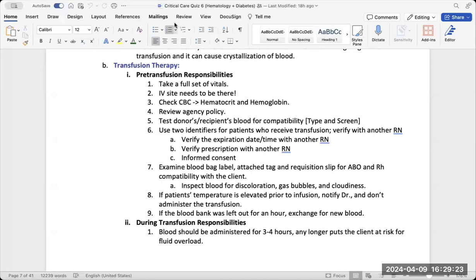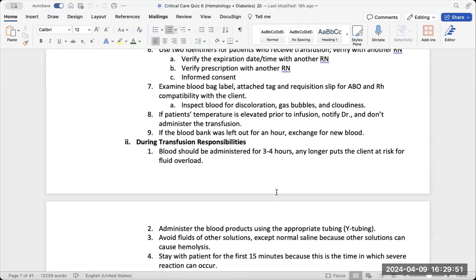As well as we should be looking at the type and screen. We need to compare and make sure that the blood and the patient's blood type are compatible, and that we have two nurses there before we give the transfusion to identify the patient and identify the blood. So we look at the expiration, the numbers, the prescription, and make sure there's informed consent. But we do that with two nurses. We're going to examine the blood bag, look at the tags, make sure everything looks compatible. There's no discoloration or bubbles or anything that looks abnormal.